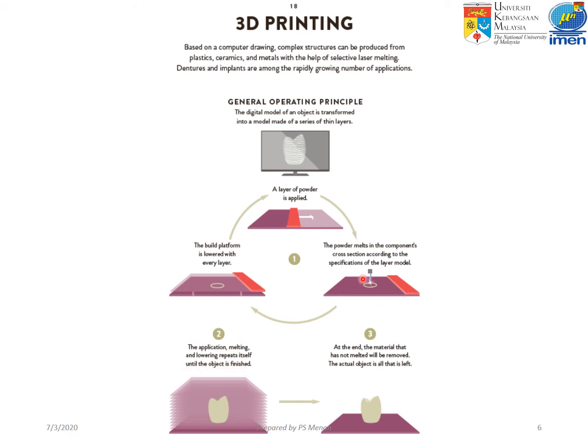So you put one layer, then the laser melts it, and then you go to the next layer, and so forth. So you have a series of layers. At the end, the material that has not melted will be removed. The actual object is then left. So what was initially projected will be made using 3D printing.